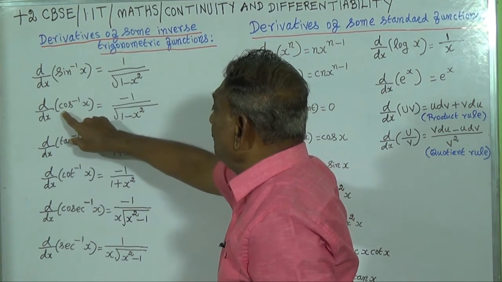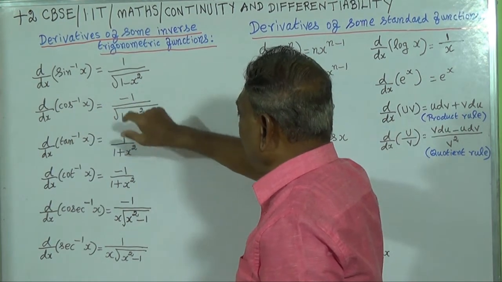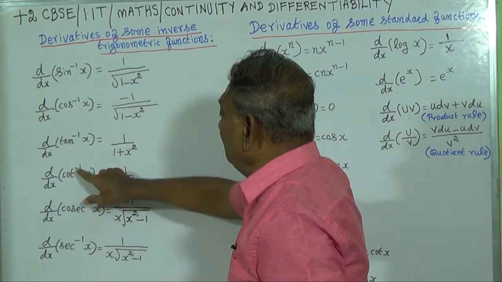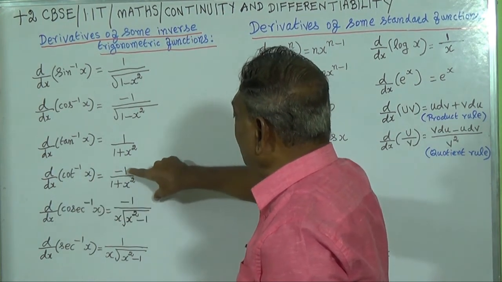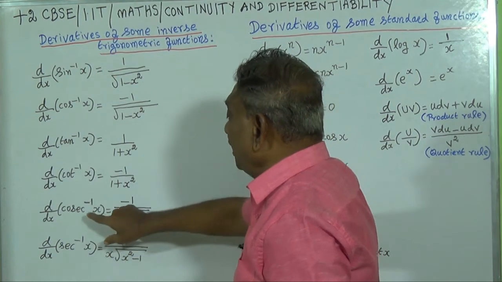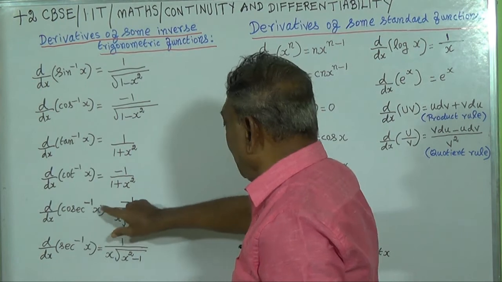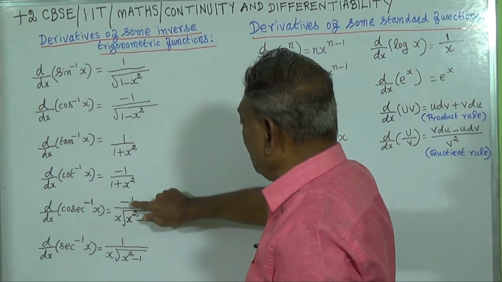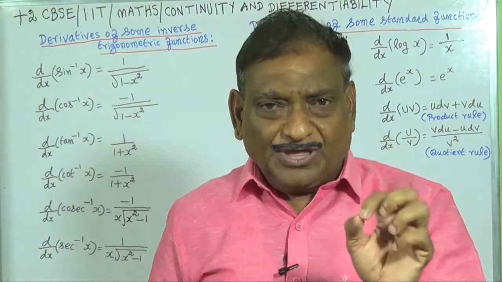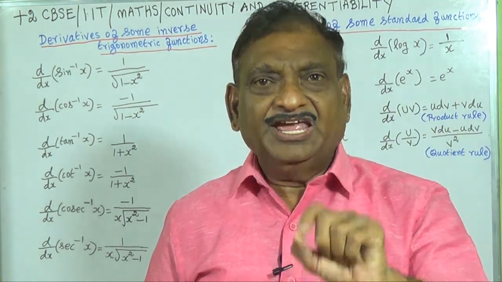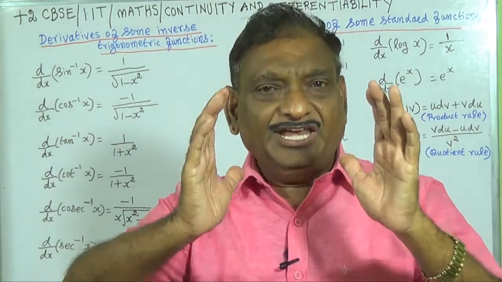The first letter of cos inverse x is c, so that we are getting the minus sign. In the case of cot inverse x function, the first letter is c, so that the minus sign has come. In the case of cosecant inverse x, the first letter is c. Here also we are getting the minus sign. Therefore, it is concluded that if the first letter of the function is c, on differentiation we will get the negative sign.